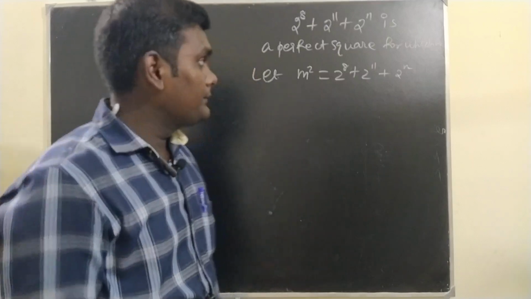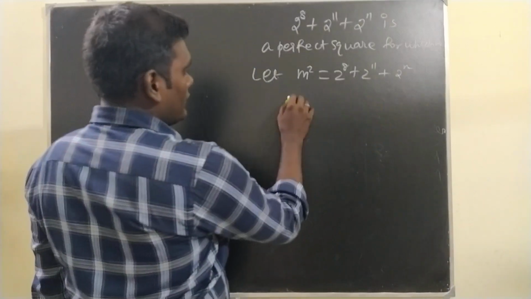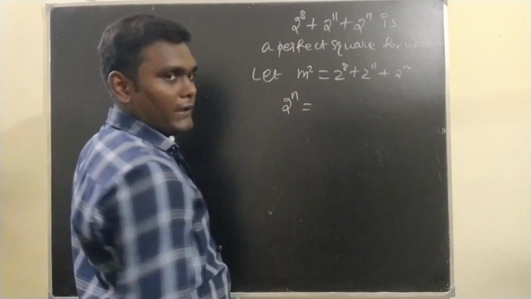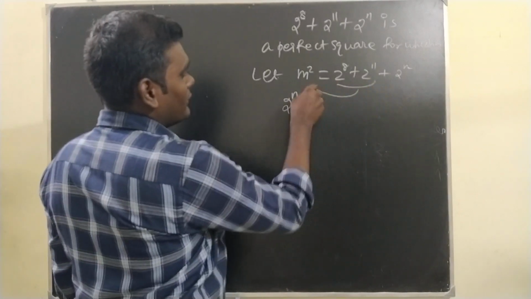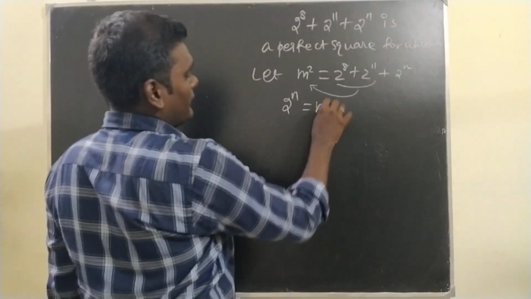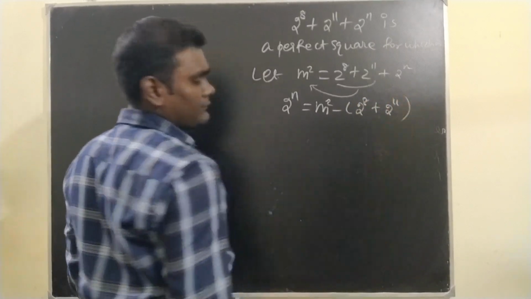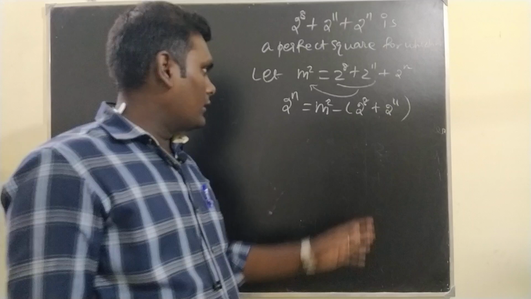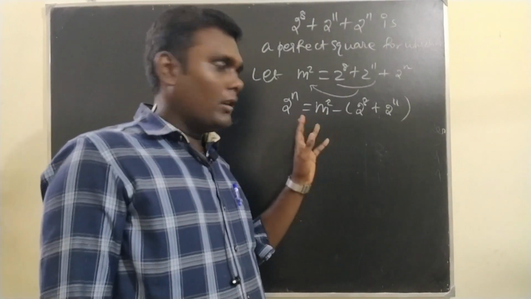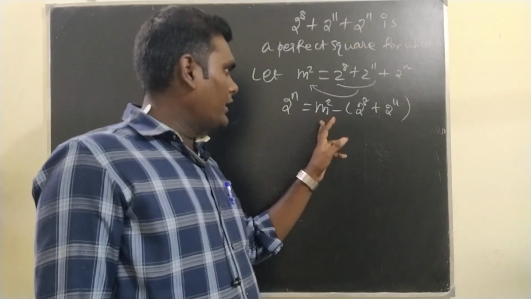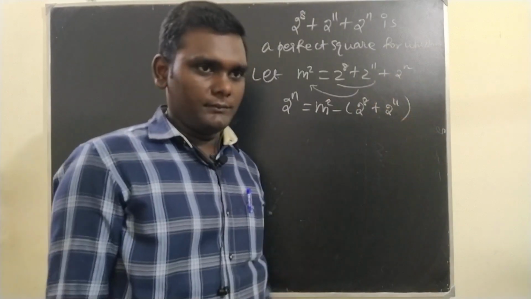Then what will happen? You see, this 2 power n I will keep on one side, and these two I am going to transpose to the other side. So I will be getting m square minus 2 power 8 plus 2 power 11. You got what I am trying to convey? Because n is unknown, the left hand side we can find. All we need to do is express this as 2 power something.